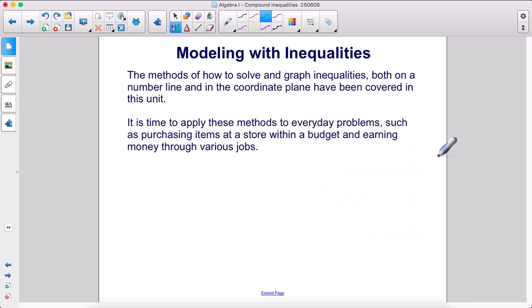The methods of how to solve and graph inequalities, both on a number line and in the coordinate plane, have been covered in this unit. It is time to apply these methods to everyday problems, such as purchasing items at a store within a budget and earning money through various jobs.